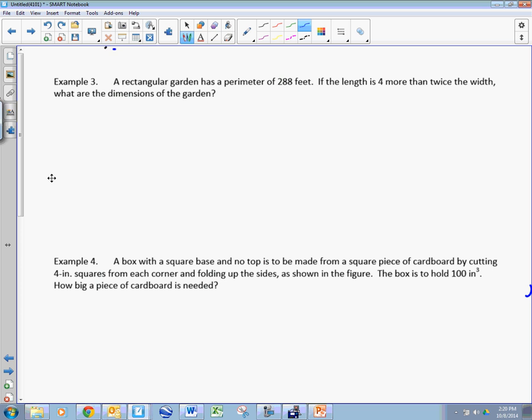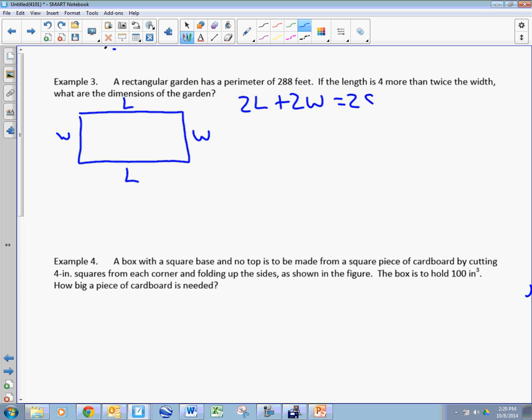A rectangular garden has perimeter 288 feet. If the length is 4 more than twice the width, what are the dimensions of the garden? You see this problem, what's the first thing you're going to do? Draw a picture. Excellent. We got width, length, and length. What's the formula for perimeter? You add them all up. So 2 of the L's plus 2 of the W's is equal to 288.